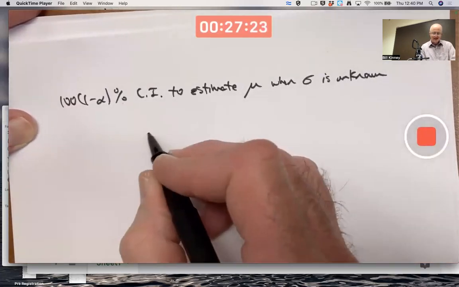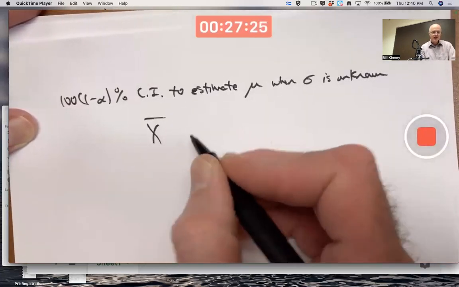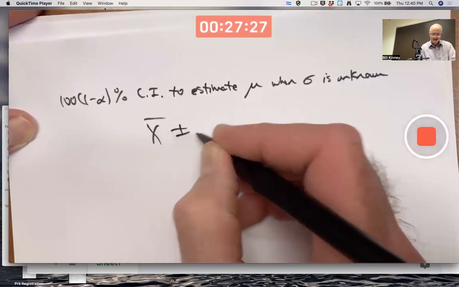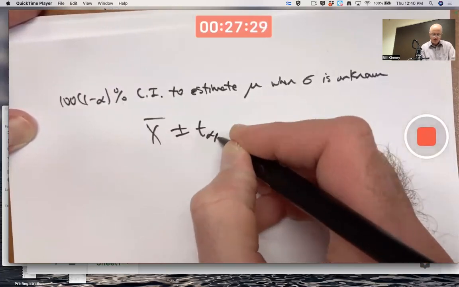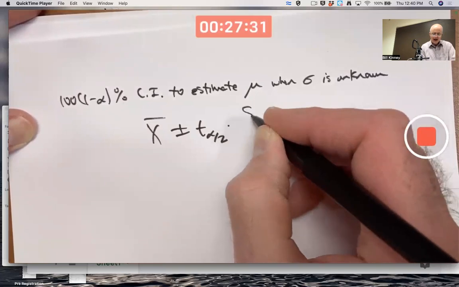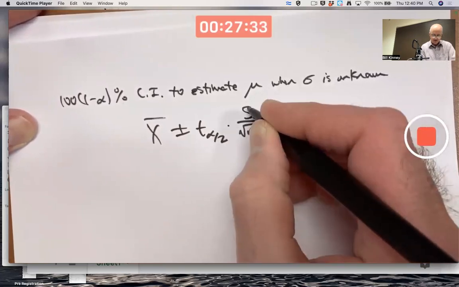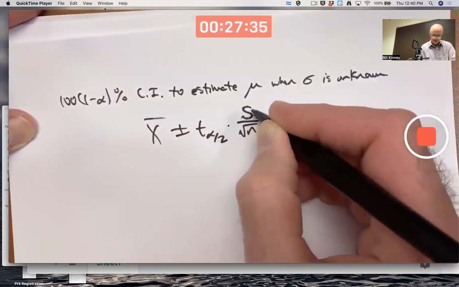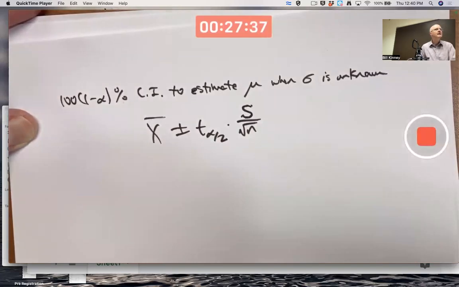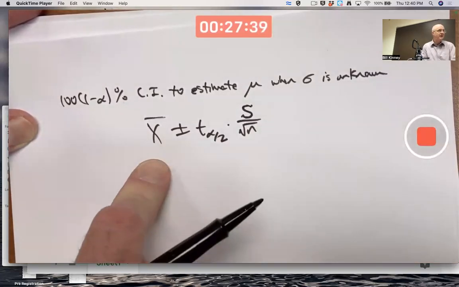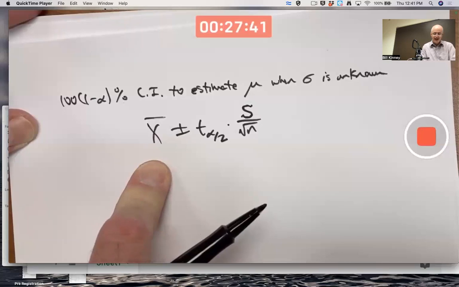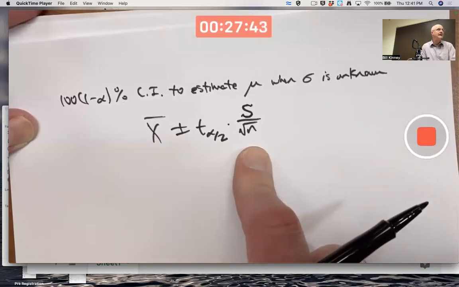Then the formula is x bar, notice it's capital, plus or minus t sub alpha over 2 times capital S over square root of n. That's capital S. Both the point estimator in the center of the interval and the margin of error are random variables. Statistics that can be computed from a random sample and therefore are random variables.